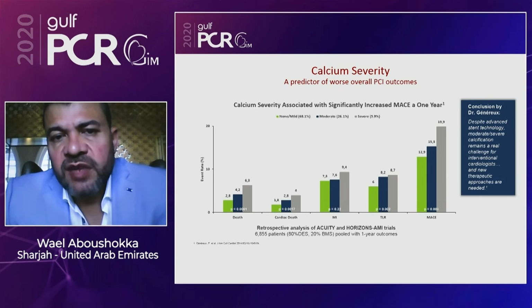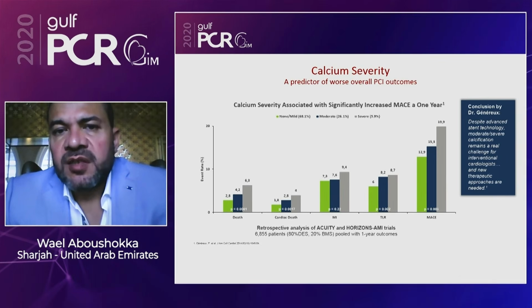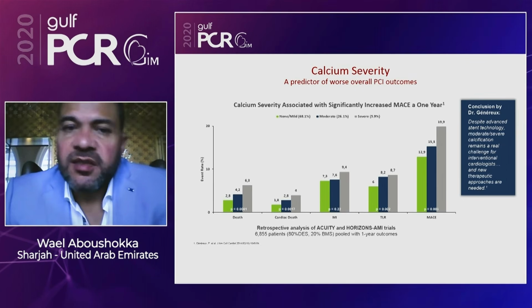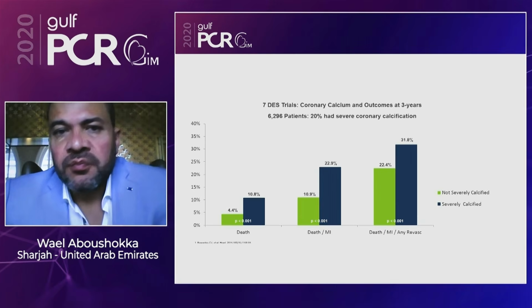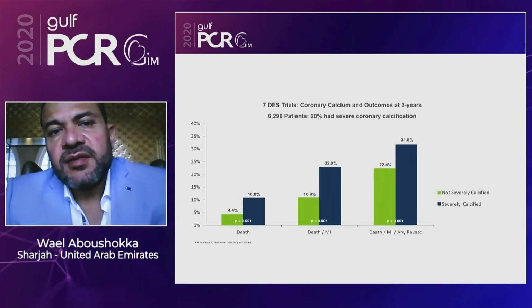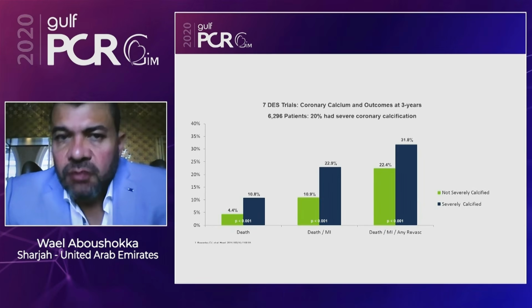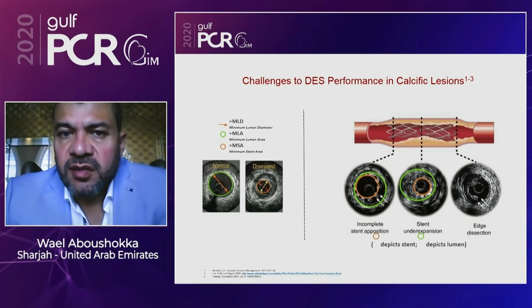As mentioned in the retrospective analysis of the ACUITY and the HORIZONS-AMI trials, the 1 year mortality might reach in severe calcific lesions nearly 20%. And in another meta-analysis of 7 drug-eluting stent trials, the 3 years mortality was around 32%.